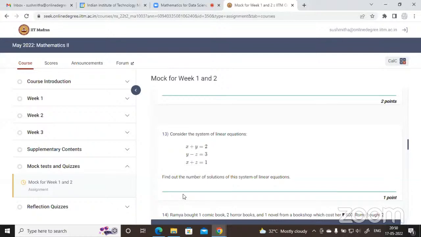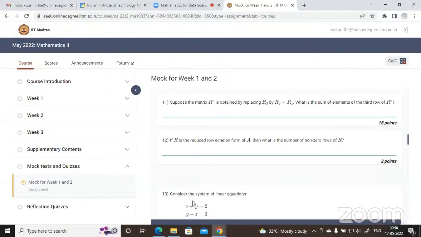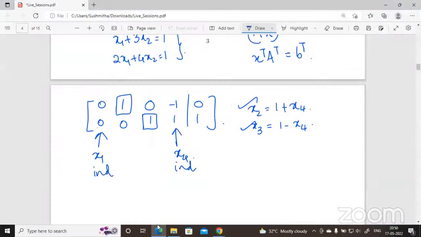Ma'am, in the previous question, that equation is not in the reduced row echelon form, and we are asked about the number of independent variables. So, will we have to first reduce it into reduced row echelon? Yes. Do that reduction. After reducing it, the number of independent variables of the new matrix will be equal to the number of independent variables of the original system of equations. Okay.